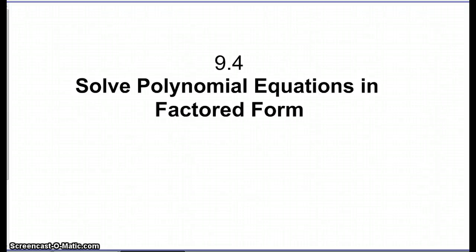This is section 9.4, solving polynomial equations in factored form. Remember from our last section, polynomial equations are equations that have more than one term. We're going to be dealing with variables that are either squared or cubed or higher exponents. To solve these equations, they have to be factored. We're going to start with the equations in factored form and solve them.